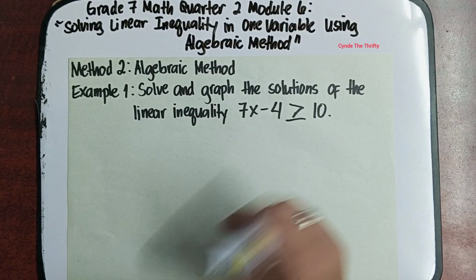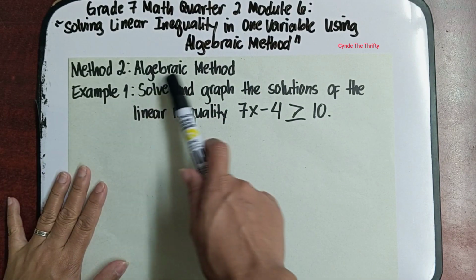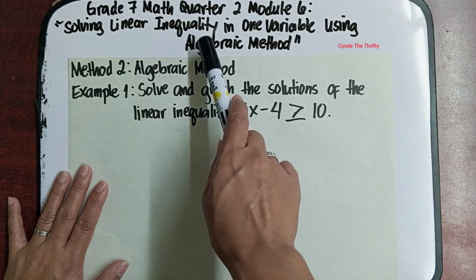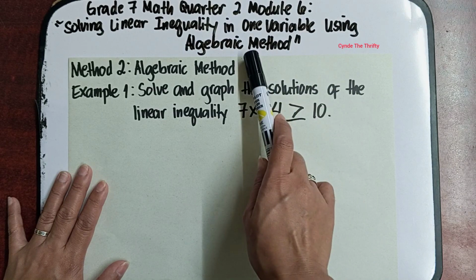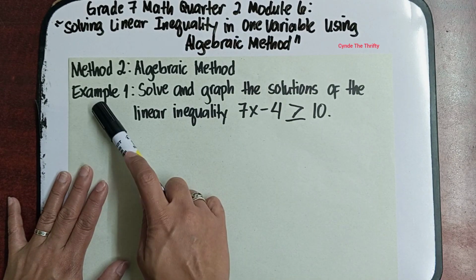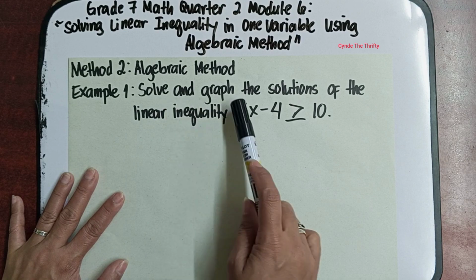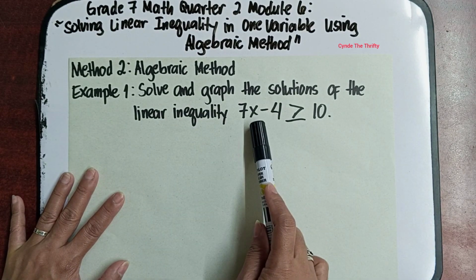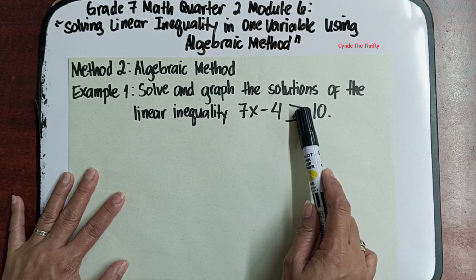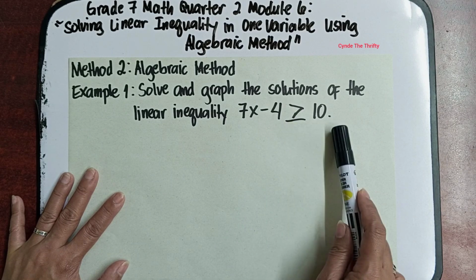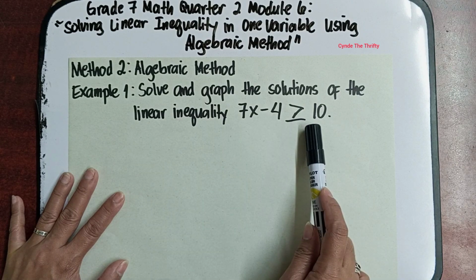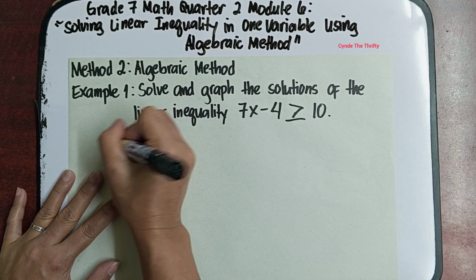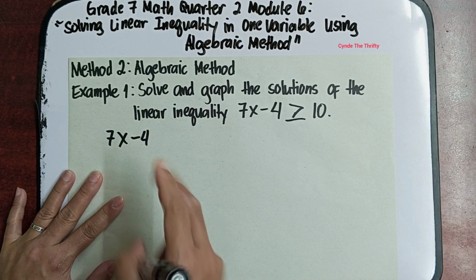So ngayon, punta na tayo sa method number 2, algebraic method. Paano natin kukunin ang solution ng linear inequality in one variable gamit ang algebraic method? Okay, meron tayong example dito. Solve and graph the solutions of the linear inequality 7x minus 4 is greater than or equal to 10. Okay, so isolve natin ang inequality na ito. So, paano natin siya isolve?